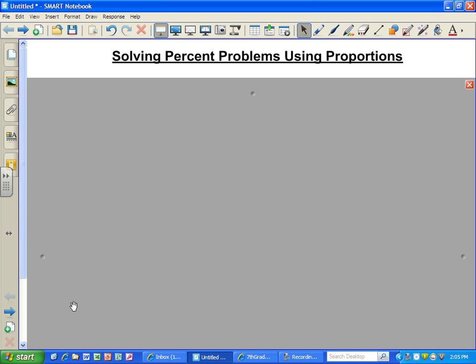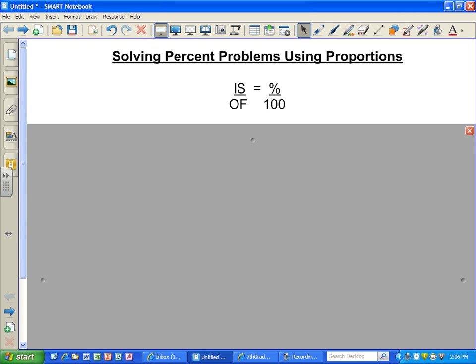Hey, tonight we're going to be talking about solving percent problems using proportions. Last night we talked about solving percent problems using multiplication, moving the decimal 2 places over to the left, and then multiplying. We also talked about solving problems using mental math, understanding 10%, 1%, 50%, and 100%.